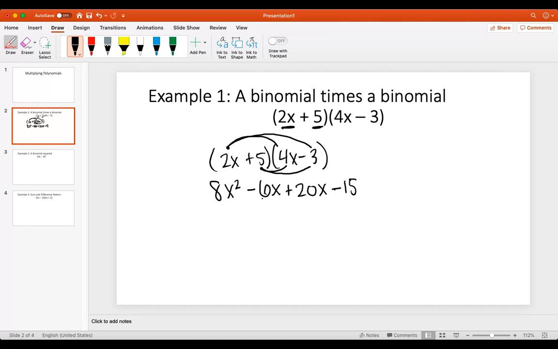The next thing I look for is like terms. So I have the like terms of negative 6x and a positive 20x. So as we simplify this down, we'll end up with 8x squared. Combine my like terms here to get a positive 14x, and then bring down my negative 15. And that is what we get after we multiply those two binomials.